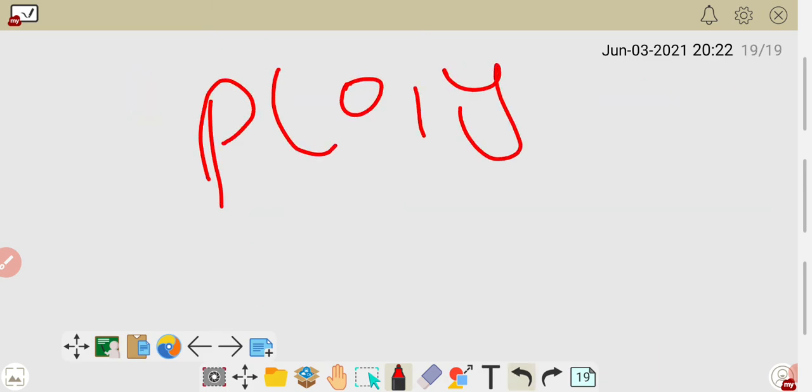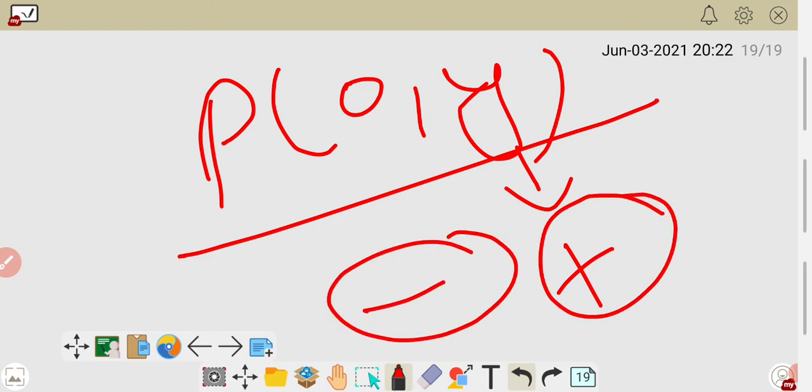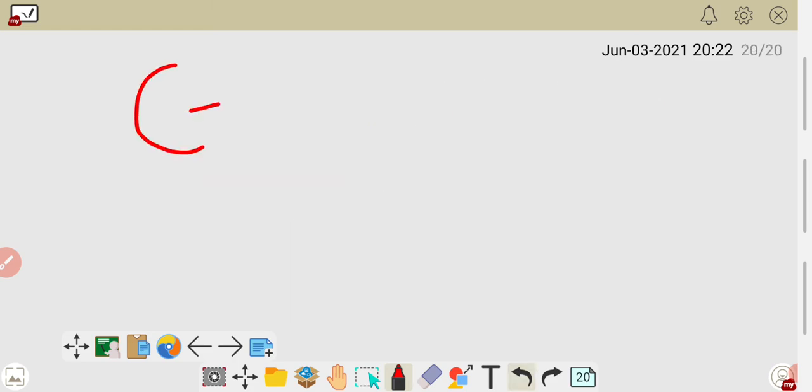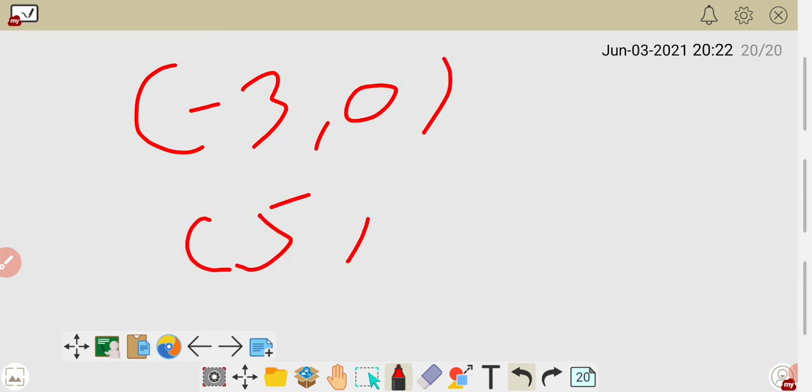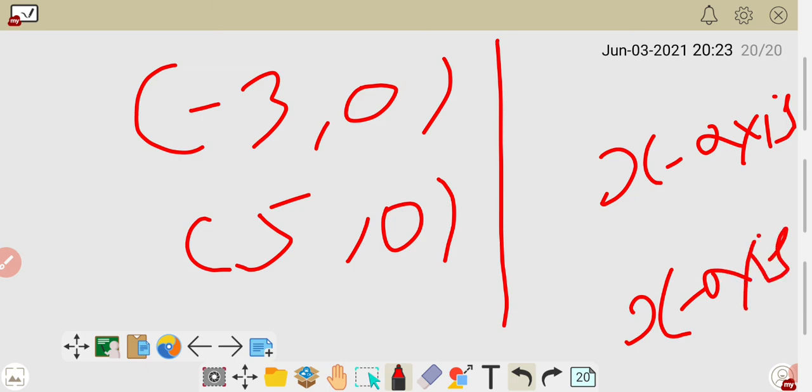Second thing, if the point is of the form 0 comma y, where y comes second, then you have to say that it lies on the y-axis. If y is positive, it lies on the positive y-axis. If y is negative, it lies on the negative y-axis. Now I am giving you an example. Take minus 3 comma 0 and 5 comma 0. Which value is given, x or y? X is given here, so they both lie on the x-axis because the first value is given and the second one is 0. The first one is negative, so it represents the negative x-axis. The positive one is the positive x-axis.